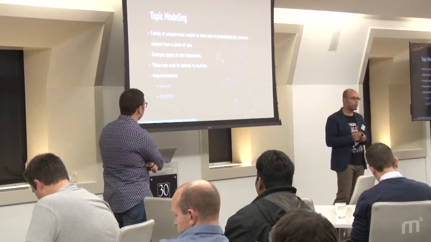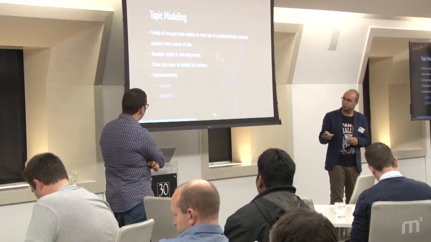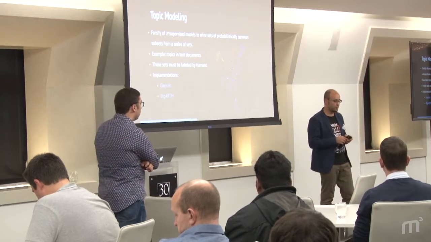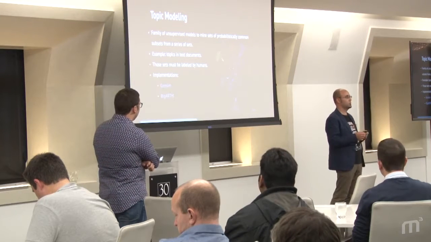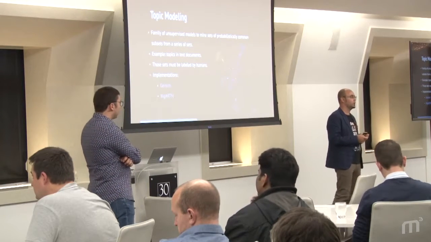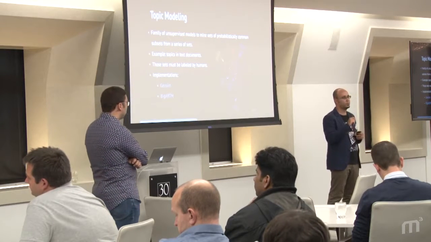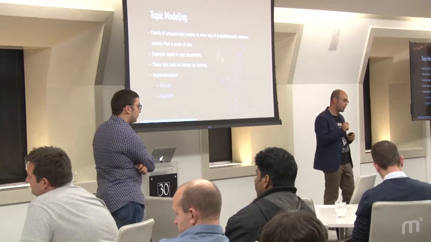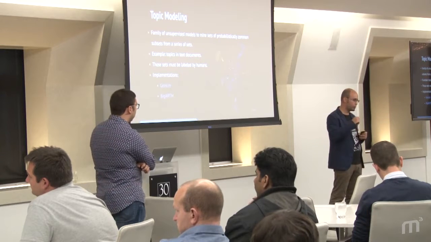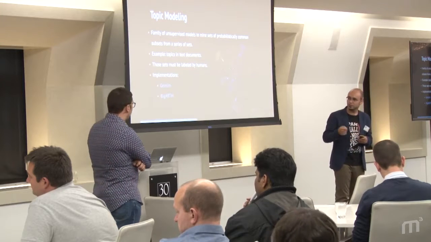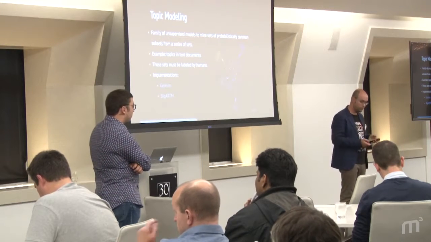And the second implementation is not so well known. It's called BigARTM. It also has a Python wrapper, but since it's written in C++, it is much more effective in terms of vertical scaling, and it allows you to perform topic modeling up to 50 times faster than Gensim on the same hardware.